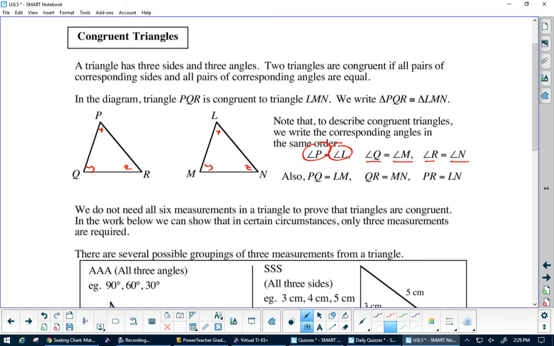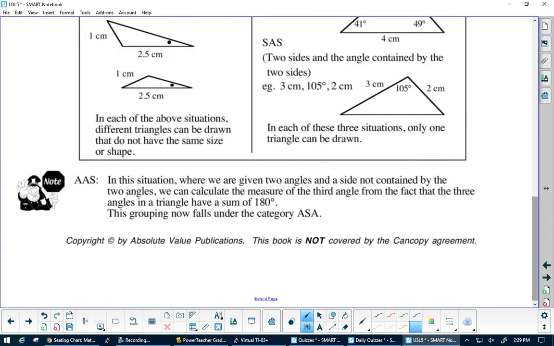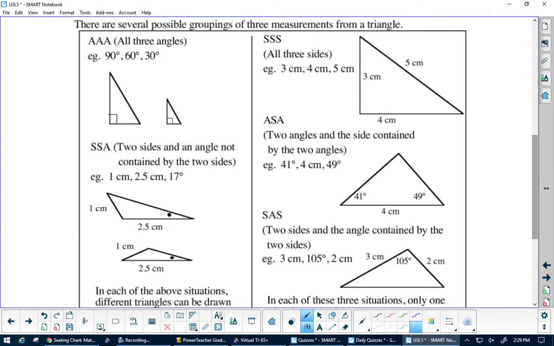Also, to be congruent, PQ must equal LM. That's PQ, that's LM. QR must equal MN. QR equals MN. And PR equals LN. PR and LN. So, by looking at those, they are the same triangles. They have all the same sides, they have all the same angles. And that would be your definition of congruent.